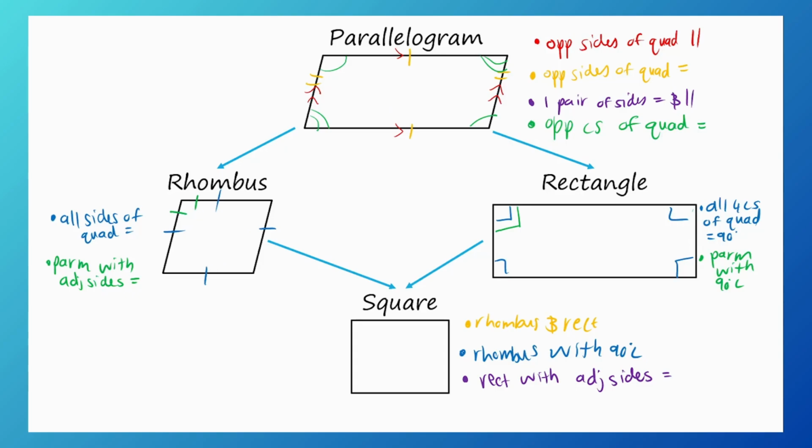Okay, so that's the route you would go if you wanted to prove all the way from the start to the end, from a quad to a square. But you can also start by a rhombus and go to a square, or a rectangle and go to a square, whatever, depending on what the question is asking, of course.